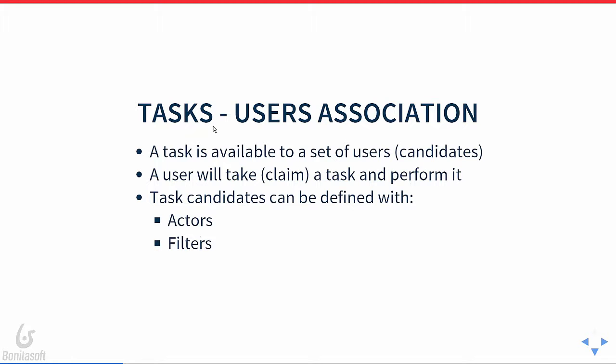I'll move on with how the Bonita engine defines who can perform a task. So we have two different notions here. Let's say we have the candidates for a task. When you have your task list, you might not be the only one to see a task. A task might possibly be performed by a set of users, and only one will take or claim the task and actually perform it. So to define who can possibly do a task, we have two options in Bonita.